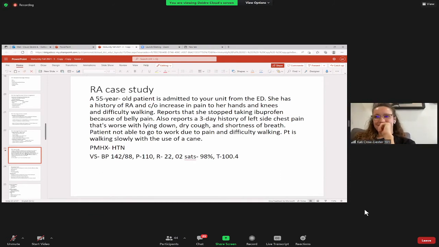All right, so let's analyze our cues. What findings did you expect based on the client's diagnosis or concern? So what did you expect to find? Increased pain in her hands and knees, and difficulty walking. Right, so increase in pain in hands and knees and difficulty walking. Those are expected findings.